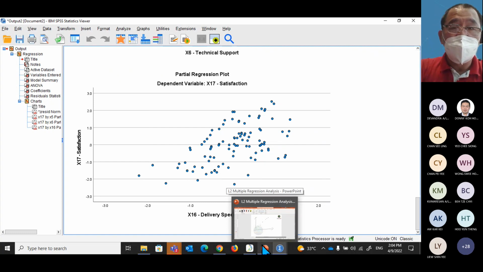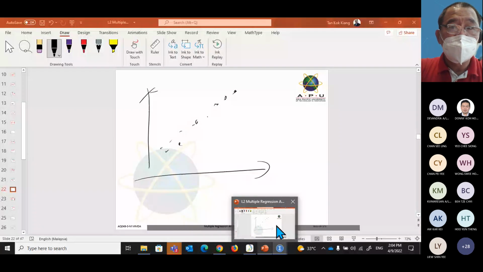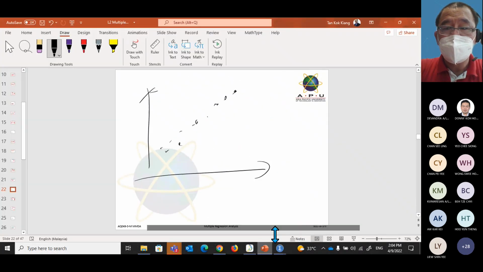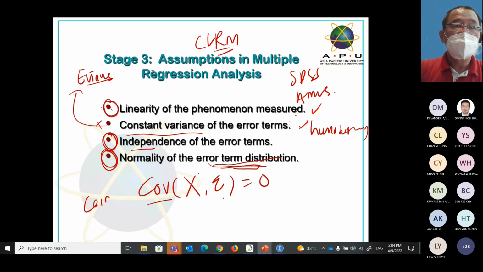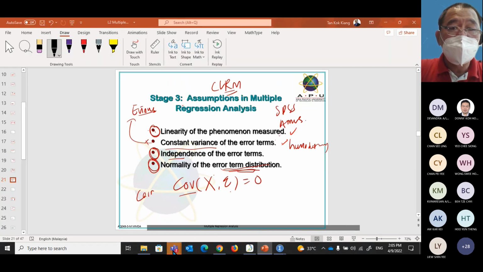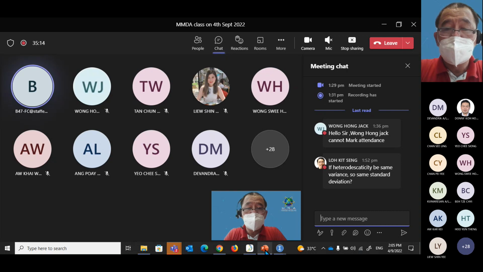Now we see next. I think we see the linearity later. I'm not sure why, but later we see; I think in this part we can find the linearity of the phenomenon. Later we see how. So we continue first with this.